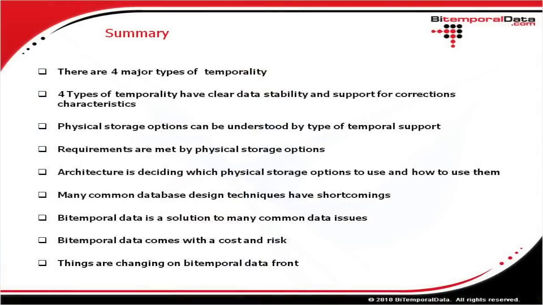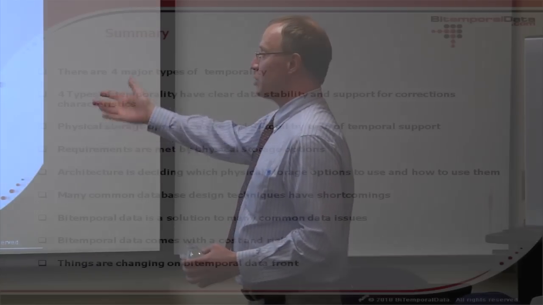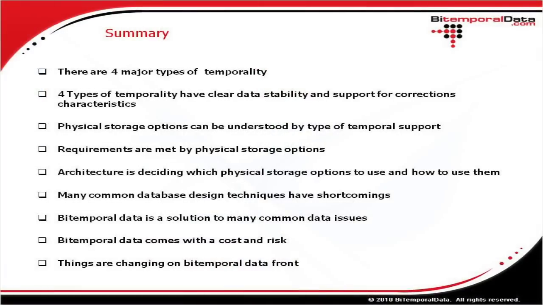So in summary, there are 4 major types of temporality. These 4 types of temporality have clear data stability and support for correction characteristics. Physical storage options can be understood by the type of temporal support they have, right? So if you have a physical storage option which is valid temporal, and if you understand valid temporal characteristics, guess what? That physical storage option is going to have those characteristics. Requirements are met by these physical storage options. Architecture is kind of deciding which physical storage options to use and how to use them.